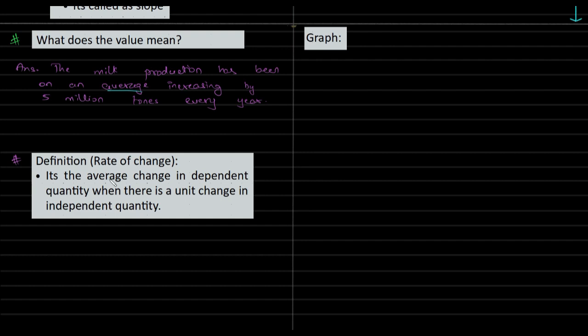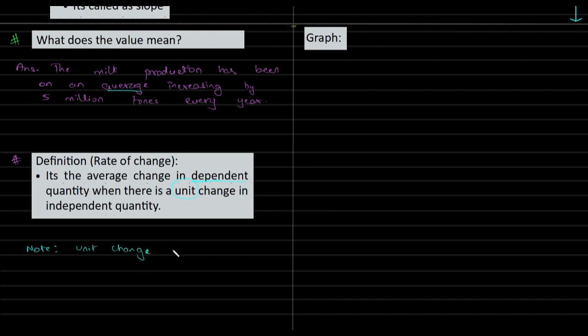So as a definition, rate of change is the average change in the dependent quantity when there is a unit change in the independent quantity. So what does this unit change mean? Let me make a note on unit change.